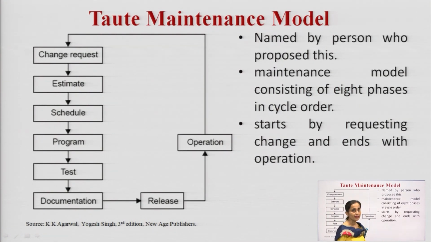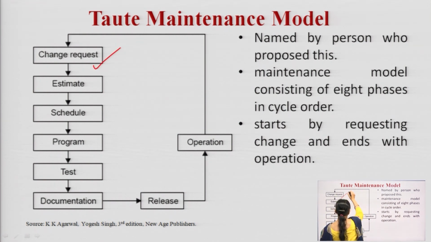Then the next model is my Tort maintenance model. This model was proposed by Tort. So, that is why the name is Tort maintenance model. This model consists of 8 phases, they occur in a cyclic manner. So, it starts with requesting and it ends with operation.